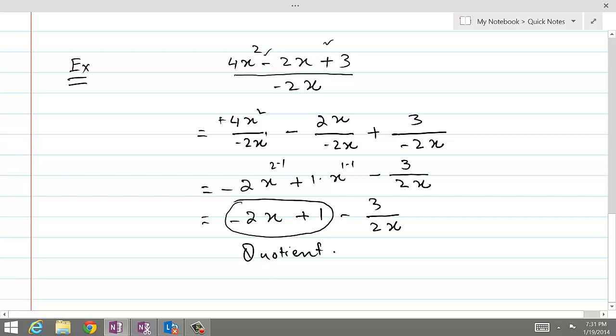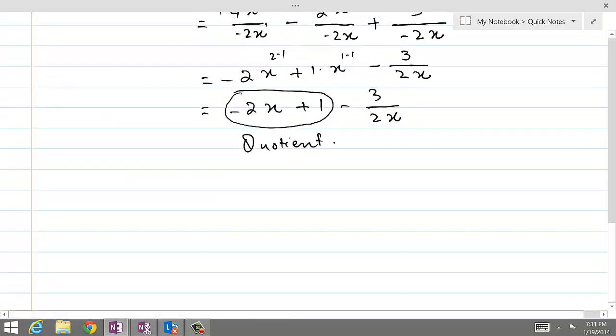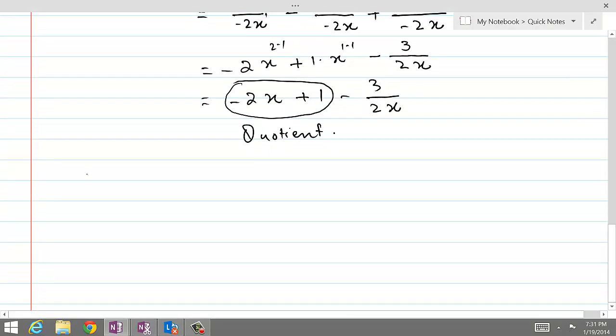And in fact, we are going to do the same question by using another method, which is called long division, and that's very, very helpful, and we ultimately have to learn. So let's get started with that method. So long division. In long division, let's write down the numerator.